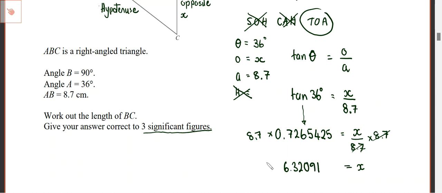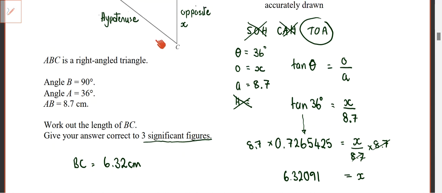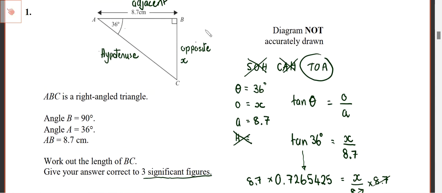6.3209. Let's stop there. I need 3 significant figures. So my answer will be, x is the side BC, so BC is going to be 6.32. Centimetres. Again, just like Pythagoras' theorem, I'm going to put it in as 6.32 and ask myself, does that make sense? This is 8.7, 6.32. I don't know what the hypotenuse is, but at least it's not 63. If I did something like that, I might go wrong.